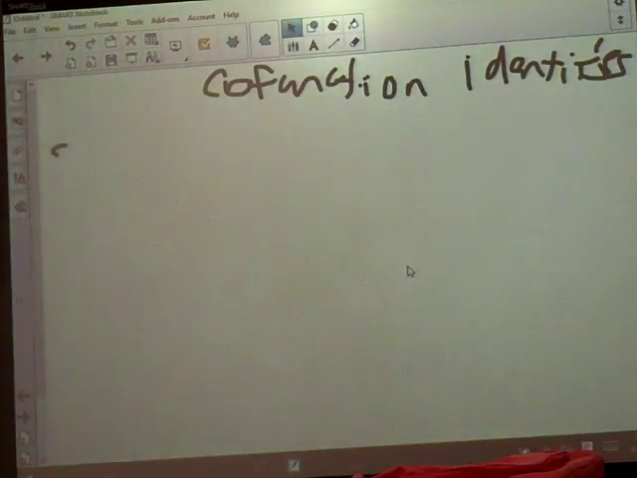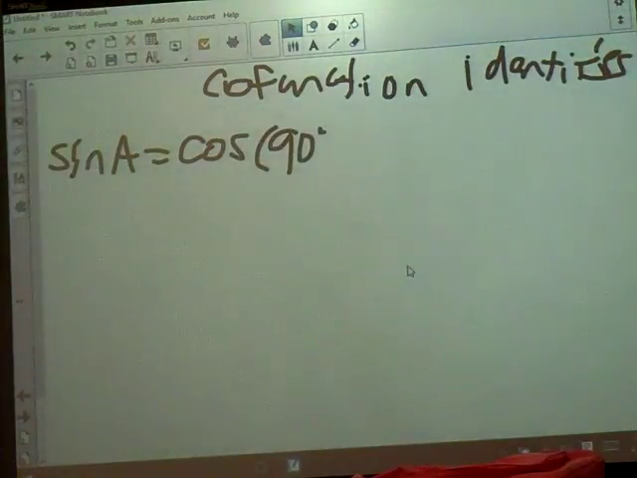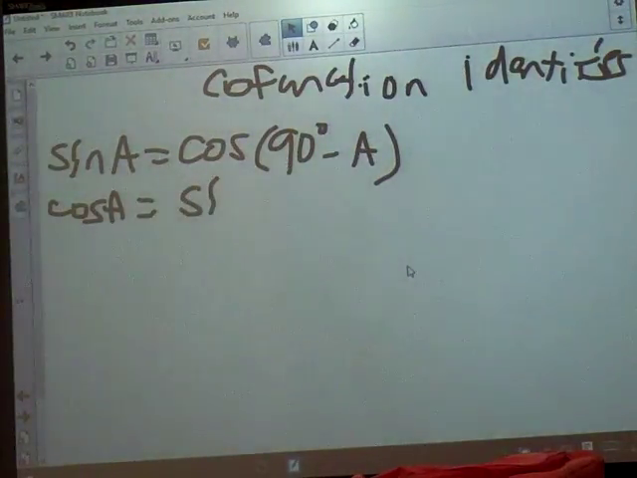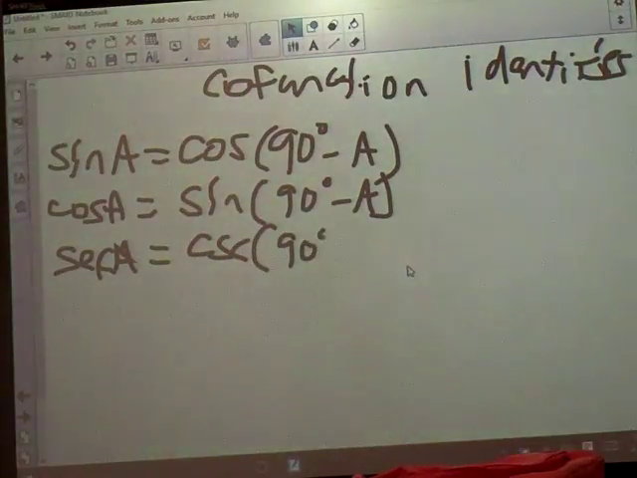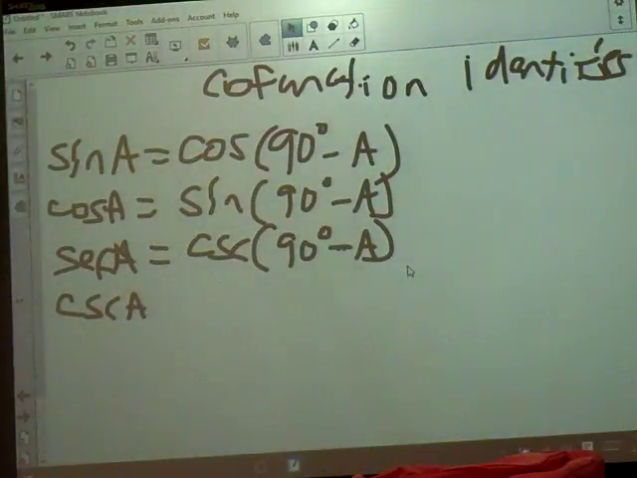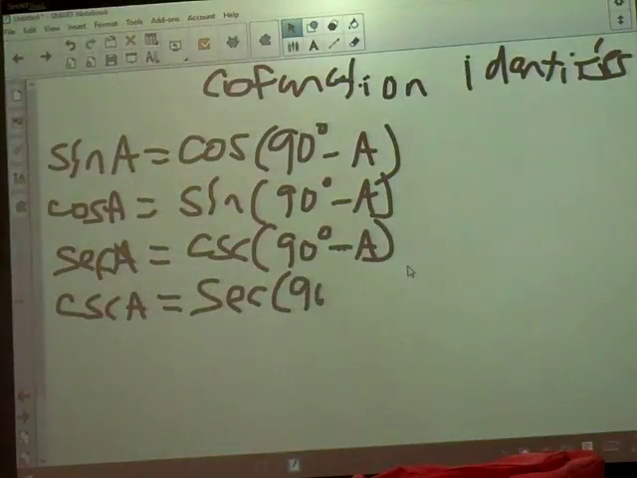So cofunction identities, first one that I got is sine of A is equal to cosine of 90 degrees minus A. Then I've got cosine of A is equal to sine of 90 degrees minus A. And I've got secant of A is equal to cosecant of 90 degrees minus A. Then I got cosecant of A is equal to secant of 90 degrees minus A.